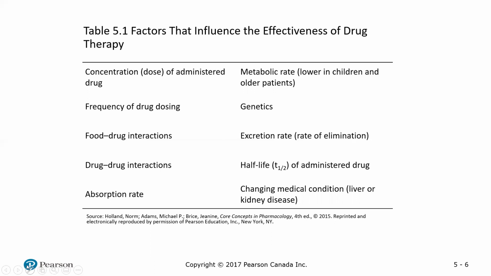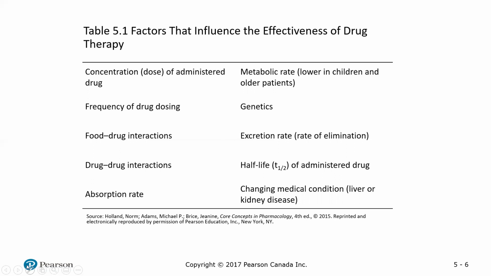It depends upon genetics. Food-drug interactions. When we say this, it means rate of elimination. So let's say a patient is a kidney disease patient or a liver disease patient. What is their rate of elimination from the body? That's how we will decide whether this drug is okay to give them or not.